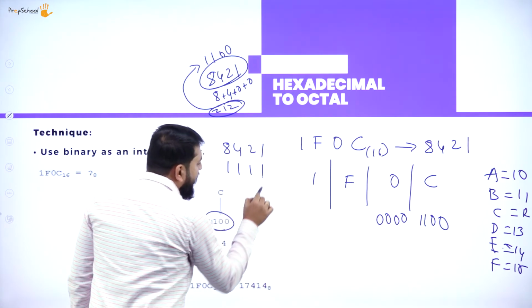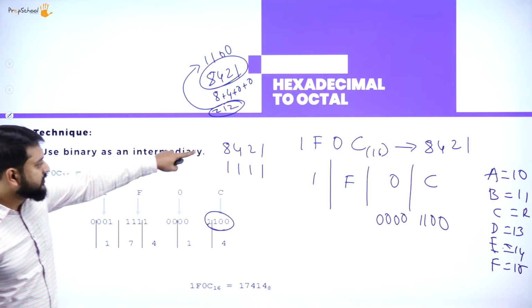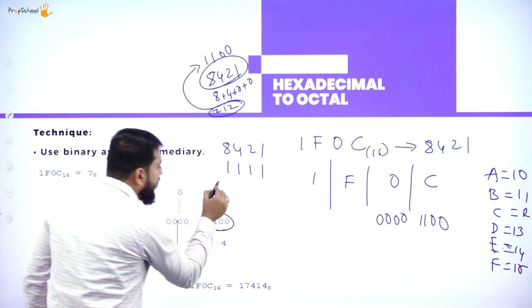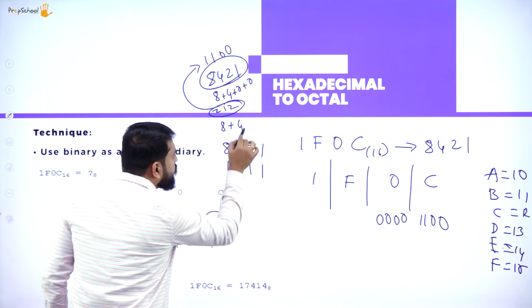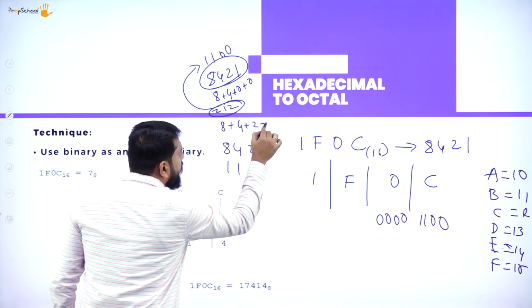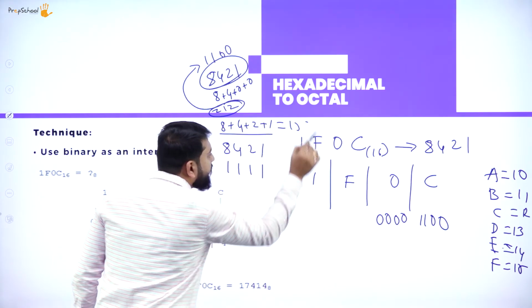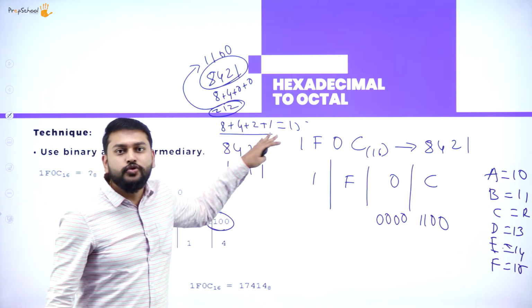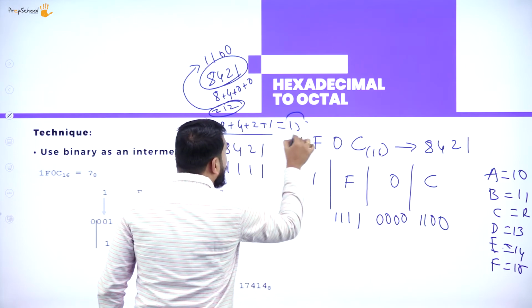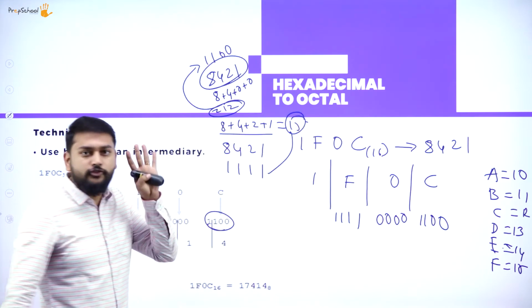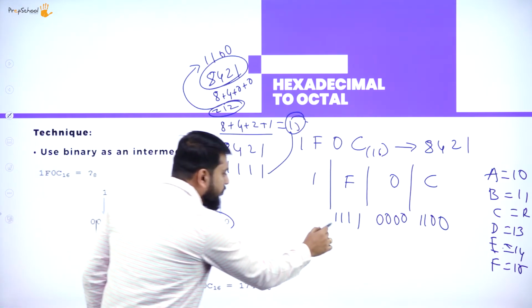How do I represent it? I should make everything 1. Because 1 into 8, I got 8. 1 into 4, I got 4. 1 into 2, I got 2. 1 into 1, I got 1. If you add this, you will get 15. So I need to write 4 ones. The binary equivalent of this 15 is 4 ones. So I'll write 1, 1, 1, 1.